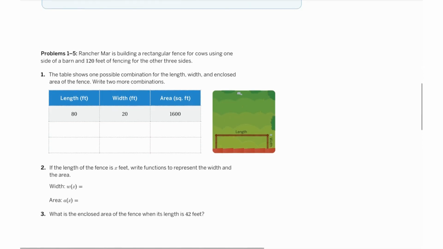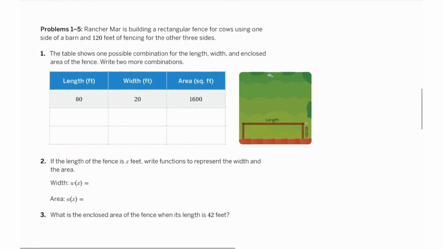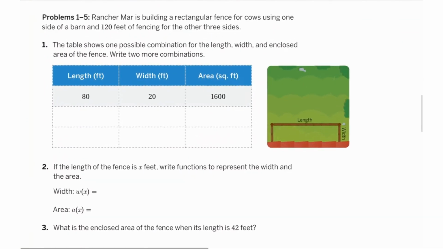Problems 1 through 5. Rancher Mar is building a rectangular fence for cows using one side of the barn and 120 feet of fencing for the other three sides. So we're really focused on these three sides here, the left side, the top, and the right side. The table shows one possible combination for the length, width, and enclosed area of the fence. Write two more combinations.